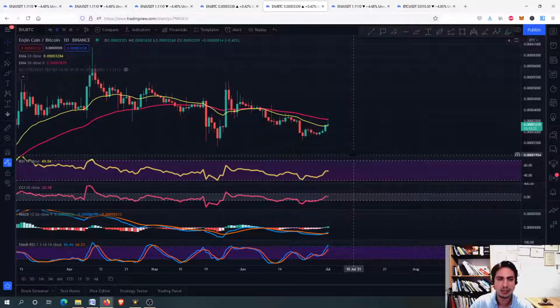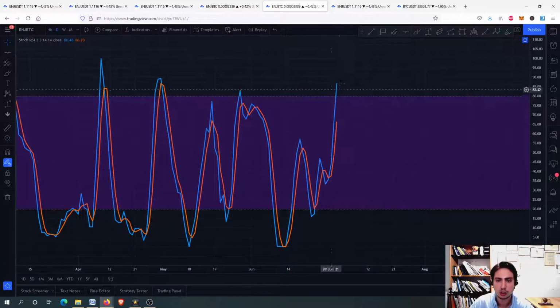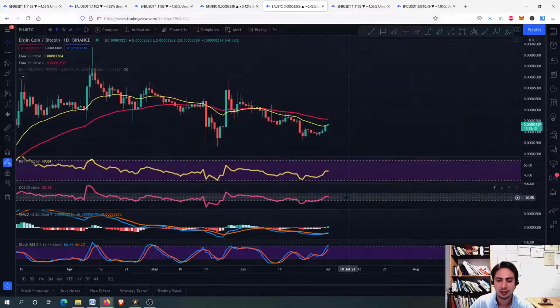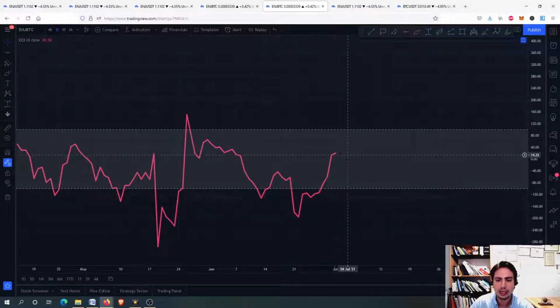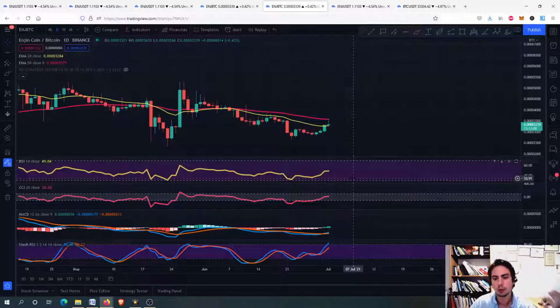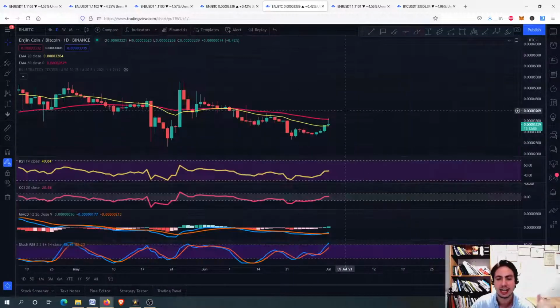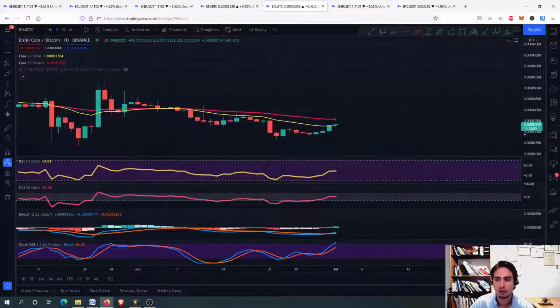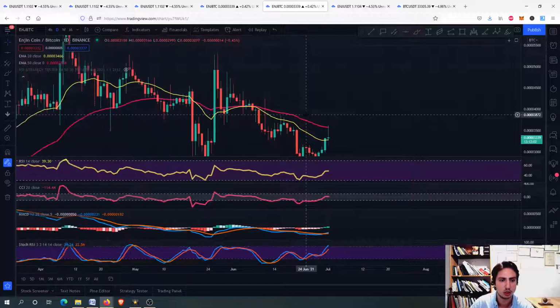Let's go now to ENJ Bitcoin in the daily frame. We are going into an overbought situation according to the stochastic RSI. On the commodity channel index, we are still between minus 100 and 100, so we have more room to grow. Same here for the RSI. The 50-day MA, guys, is above the 20-day MA, so we don't have a bullish cross yet.